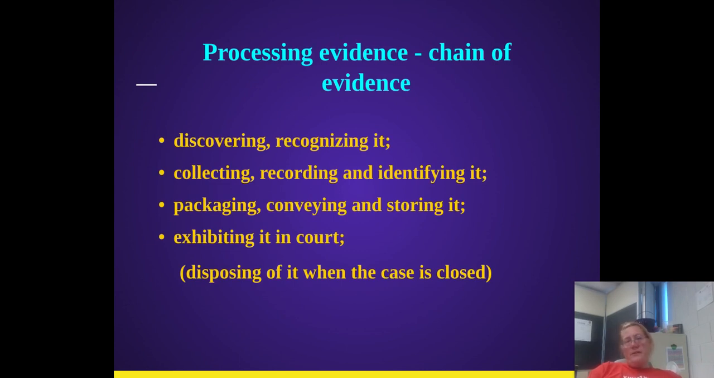And these are just everything to do with the chain of evidence. You have to discover and recognize that it is evidence. Sometimes it's easy. It's a bullet casing on the floor and there's a dead person with a bullet hole through them. Sometimes it's trace evidence that's much harder to recognize. You have to collect it. You have to record that you collected it. You have to identify it eventually. You have to package it correctly. You have to convey it to the right place. You have to store it correctly. And then when you exhibit in court, it still has to be in the bag. And then eventually, when the case is absolutely and positively closed, you have to dispose of it properly. And that is it for these notes.